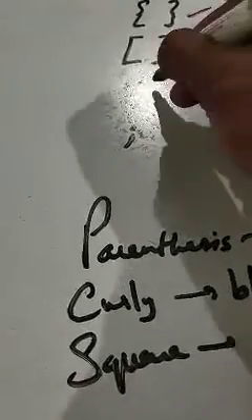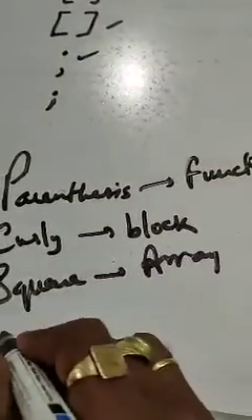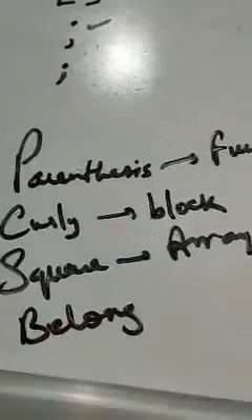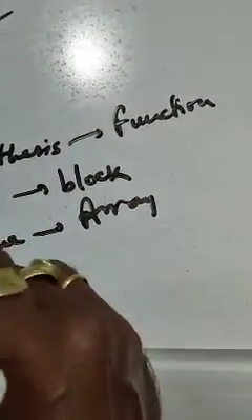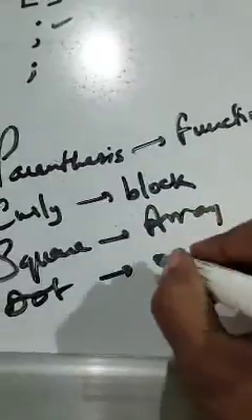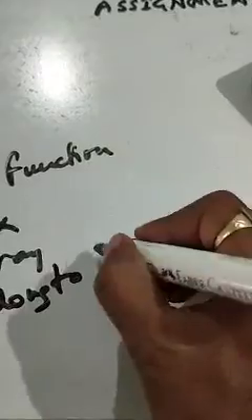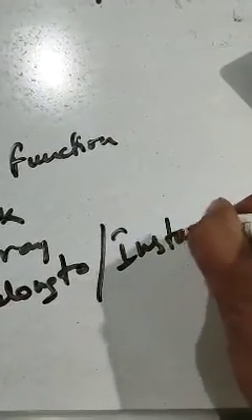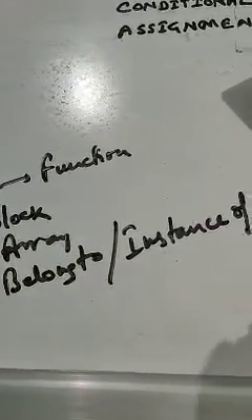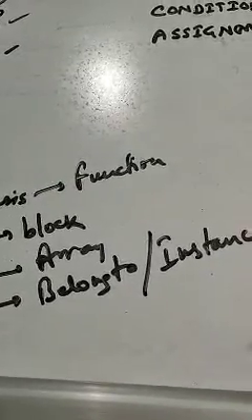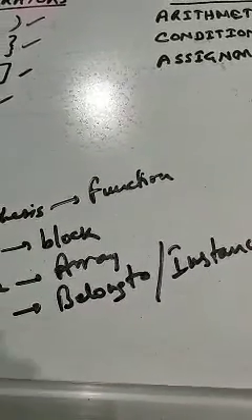Then you have the dot operator. Dot operator means belong to. It is also known as instance of. Either belong to or instance of. For example, we children belong to our parents. That means we are the instances of our parents.